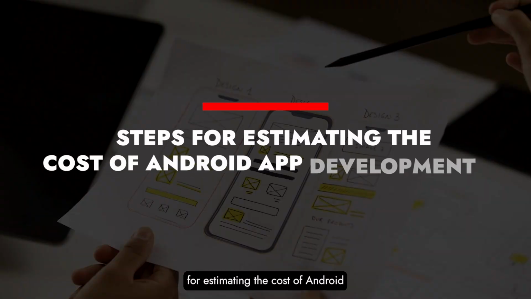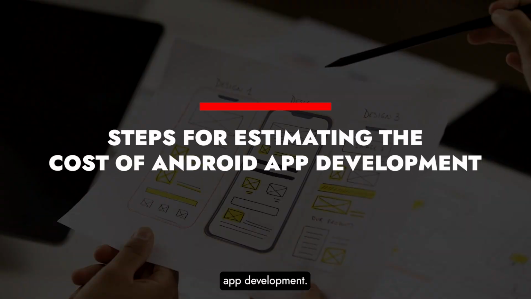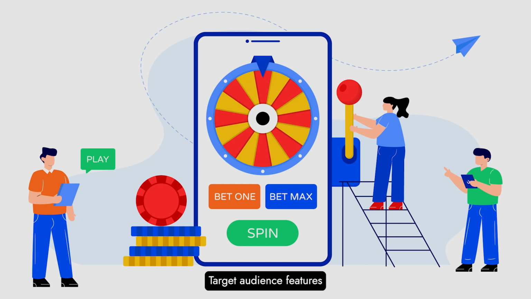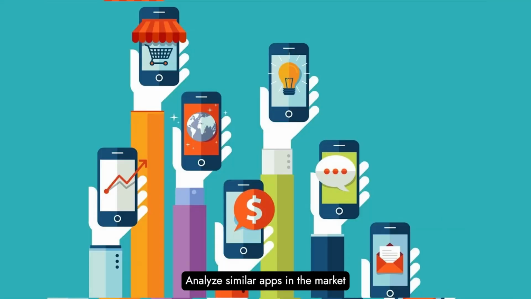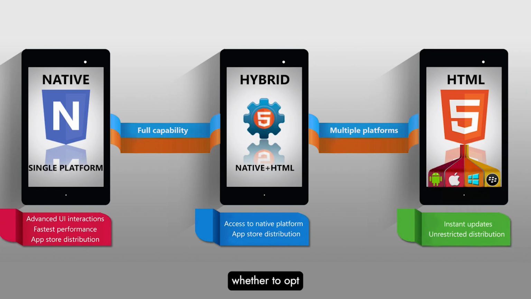Steps for estimating the cost of Android app development. Clearly outline the app's objectives, target audience, features, and functionalities. Analyze similar apps in the market to understand industry standards, user expectations, and potential competition. Decide whether to opt for native development, cross-platform development, or hybrid development based on project requirements and budget constraints.